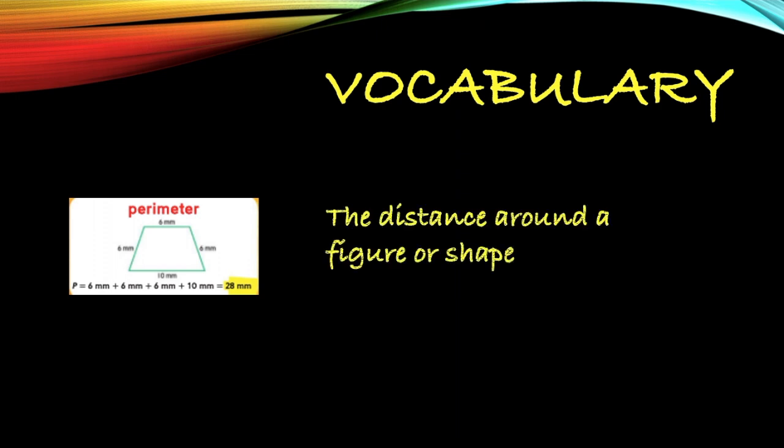So perimeter means the distance around a figure or a shape. So if you look, we have 6 here, 10 on the bottom, and 6 on this side. And P stands for perimeter. So perimeter equals all of those sides added together, which of course would give us 28.